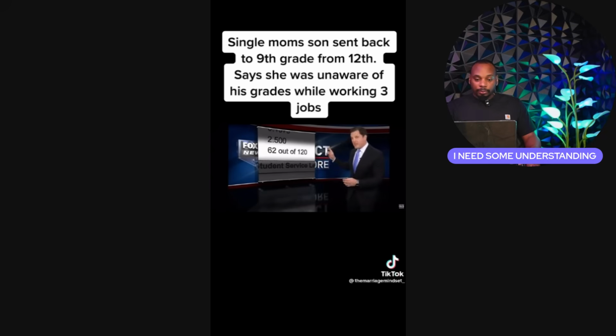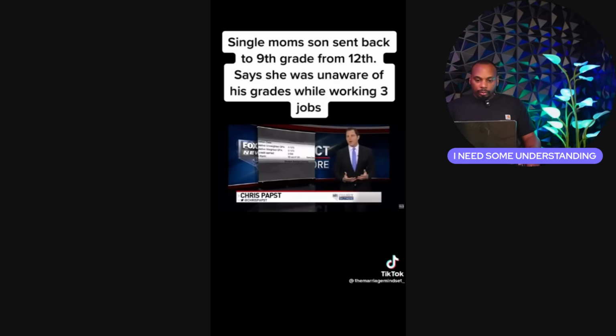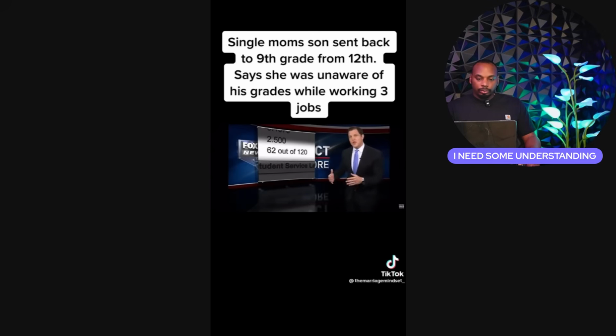This means nearly... grade point average of 0.13. He only passed 3 classes, but his transcripts show his class rank is 62 out of 120. This means nearly half of his classmates, 58 of them, have a GPA of 0.13 or lower.